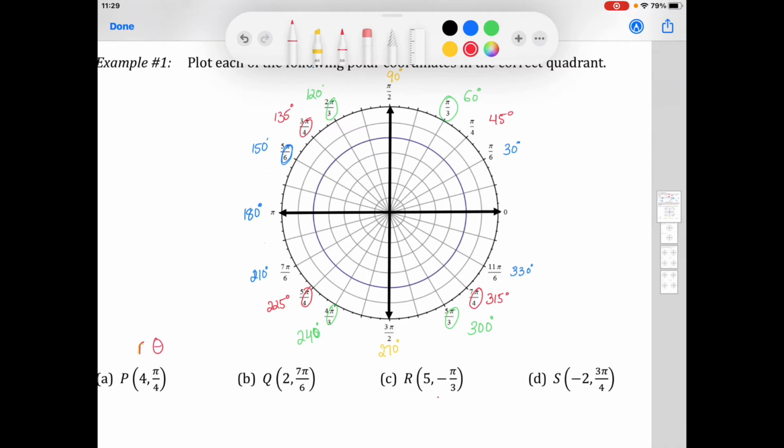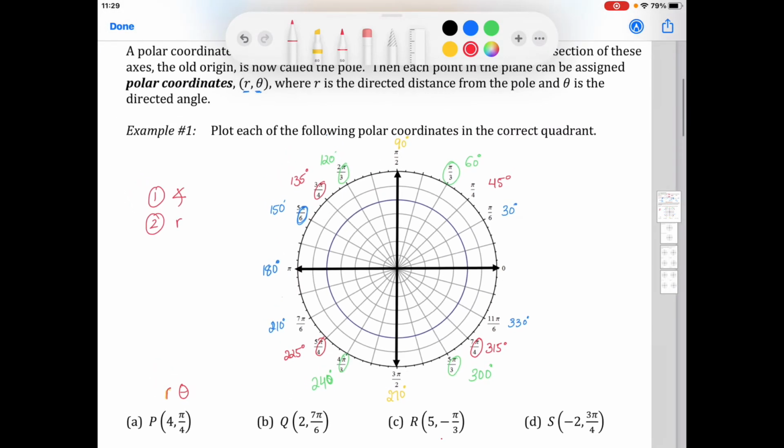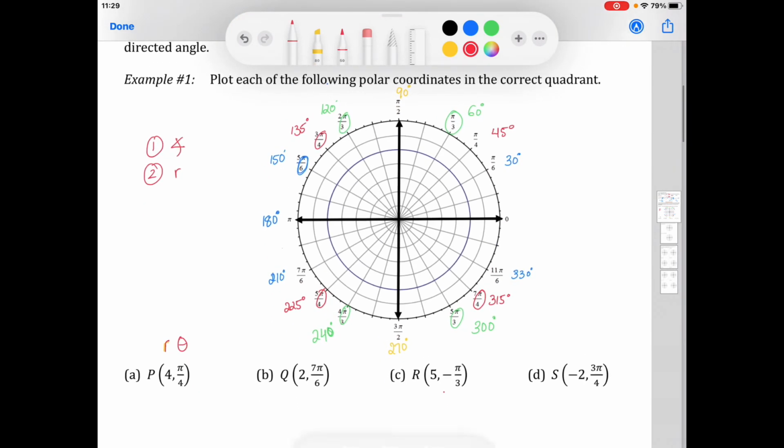4 comma pi over 4. So this is R. I'm going to take a darker color. This is R, and that's your theta. How do you start? Always the first thing is to look for your angle, and the second thing is you look for your R. Your R is basically your directed distance from the pole, so you're going to go outwards. If your angle is positive, it means you're going counterclockwise. If the angle is negative, you're going clockwise. So I'm going to write here: positive angle counterclockwise, negative angle clockwise.